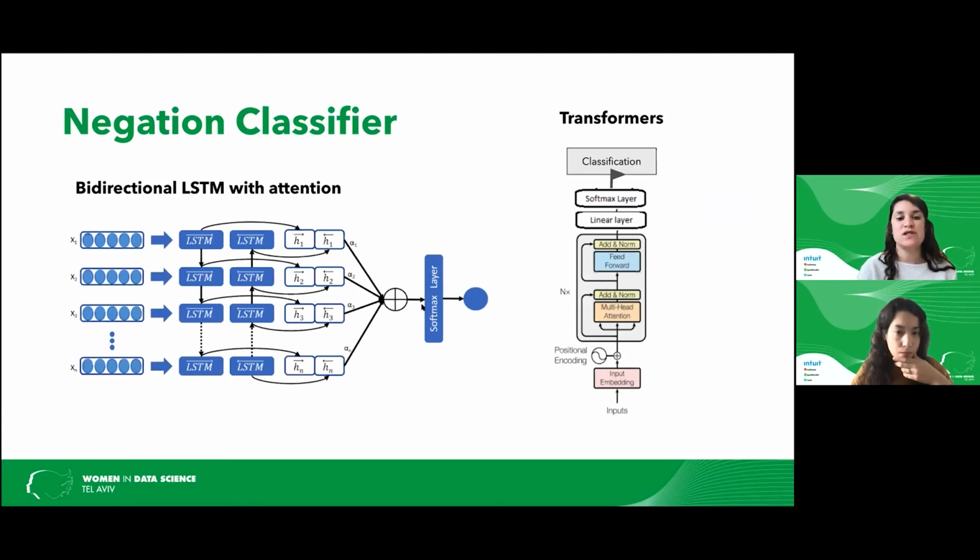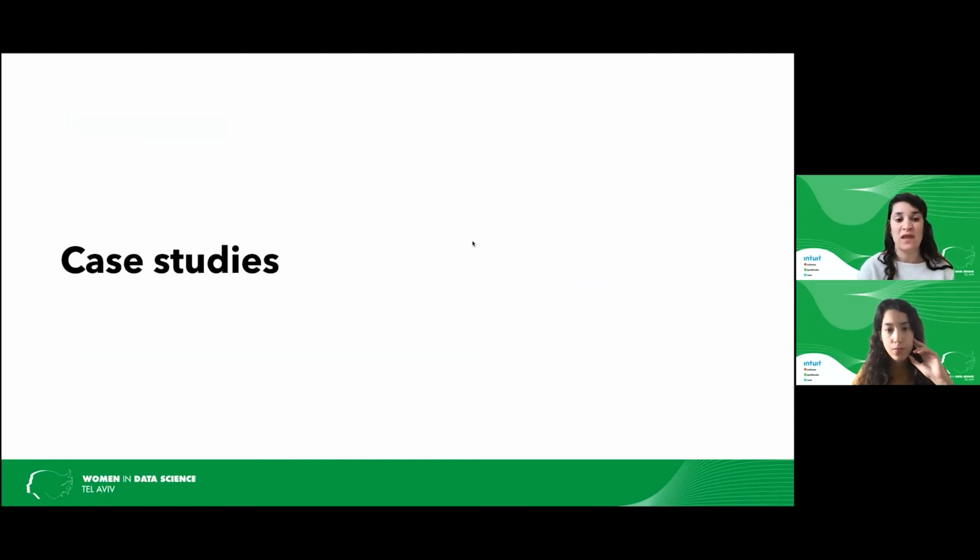We can insert these modified sentences into a bidirectional LSTM with attention, or transformers, with a softmax that tells if the sentence with the masking is negated or not. This kind of model can be used in a variety of tasks, and it gave us very good results as well.